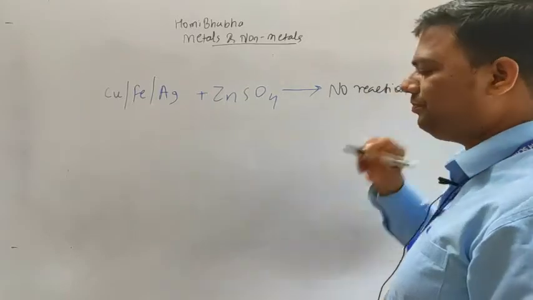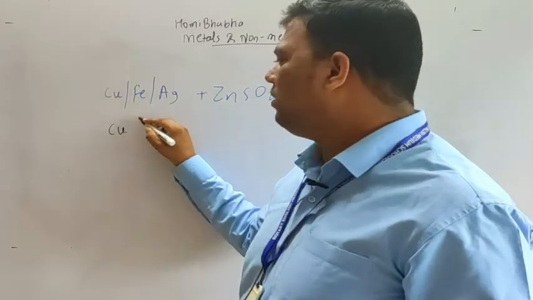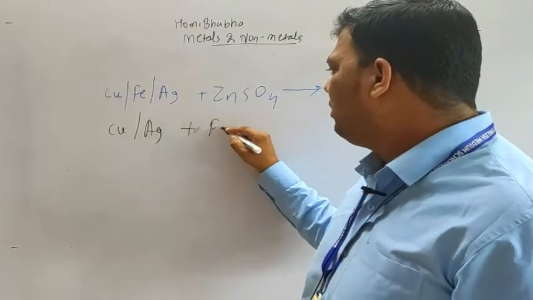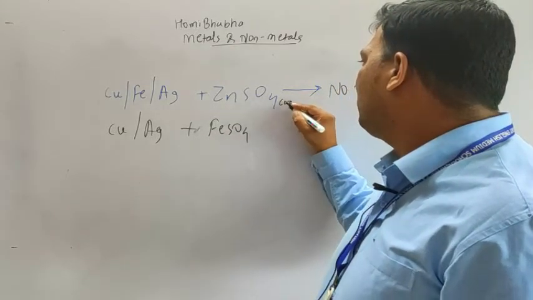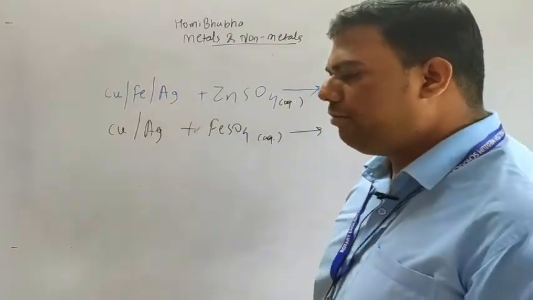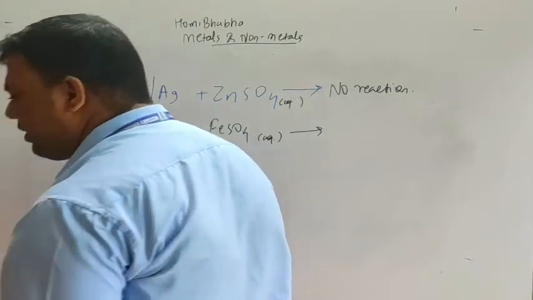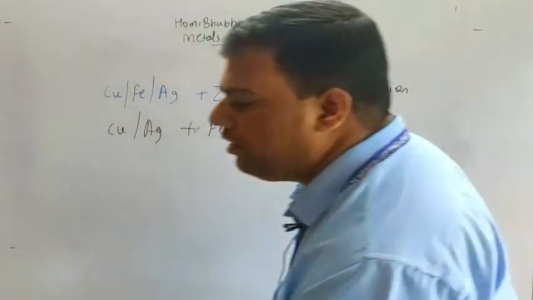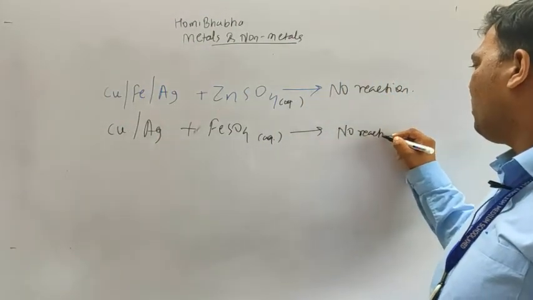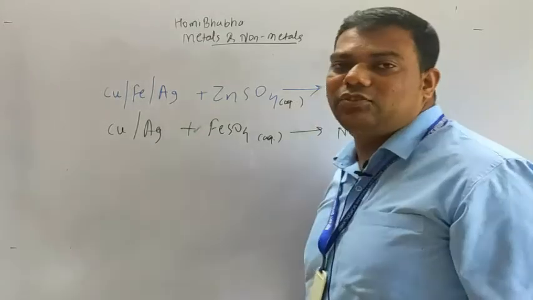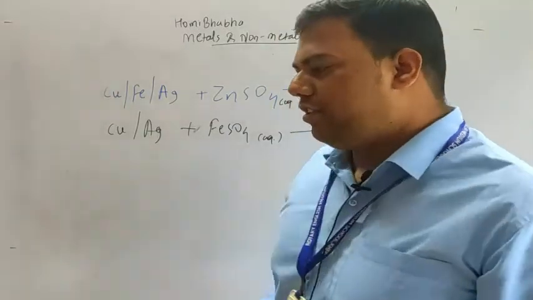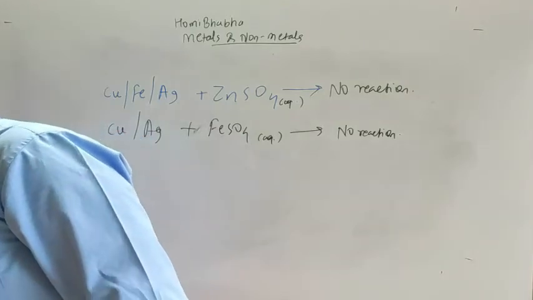So here simply no reaction. And one more: suppose you took copper and silver, and they react with FeSO4 aqueous solution. Here also no reaction will occur, because iron is more reactive. So you have to keep all these reactions in mind.